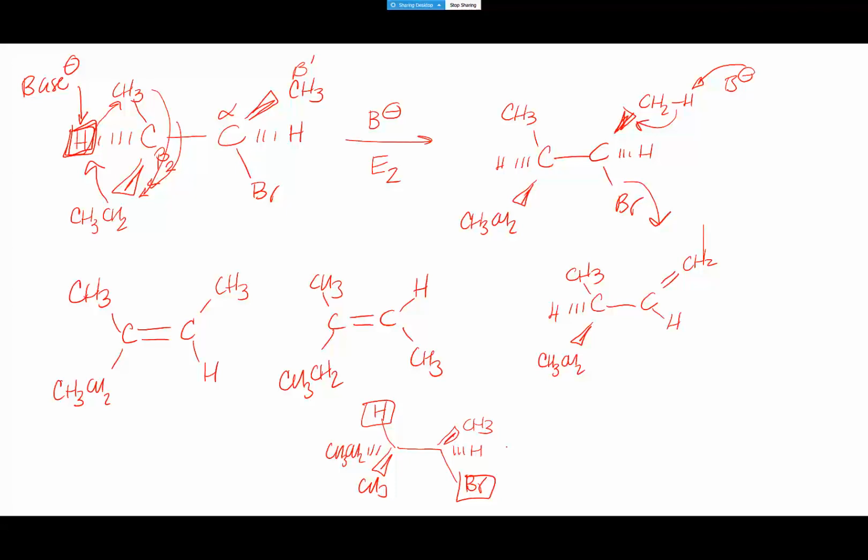So is rearranging it the first step? Yes. To form the second product. See, this was product number 1. Now I'm looking at product number 2. And so what's product number 2? It's either A or B. And so in order to figure out whether it's A or B, I've got to put the hydrogen now anti-periplanar to the bromine.